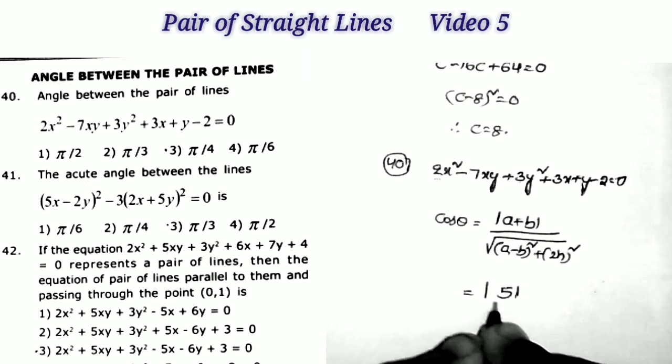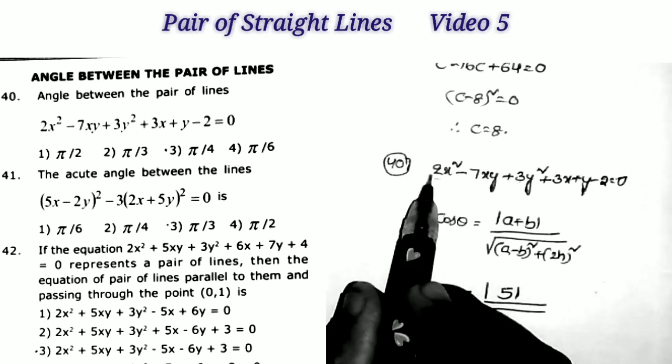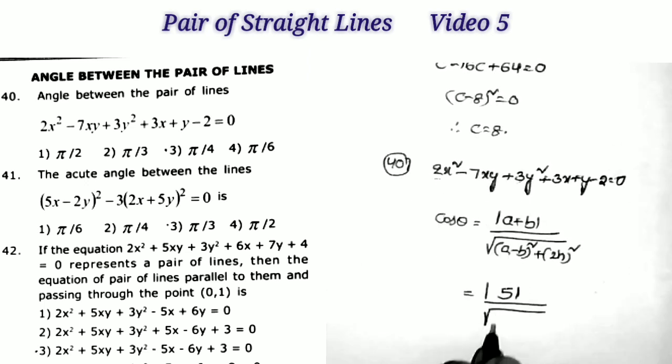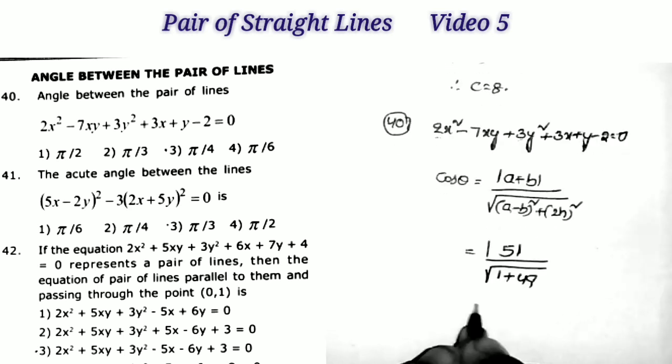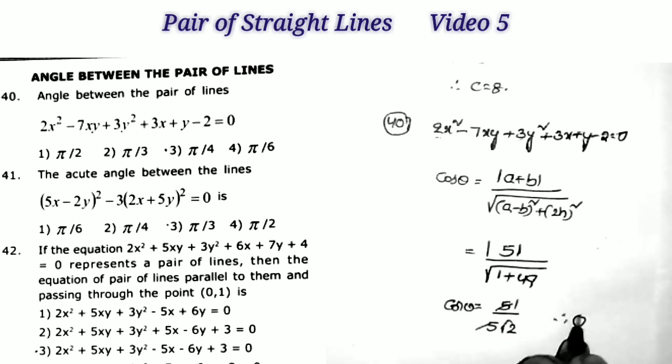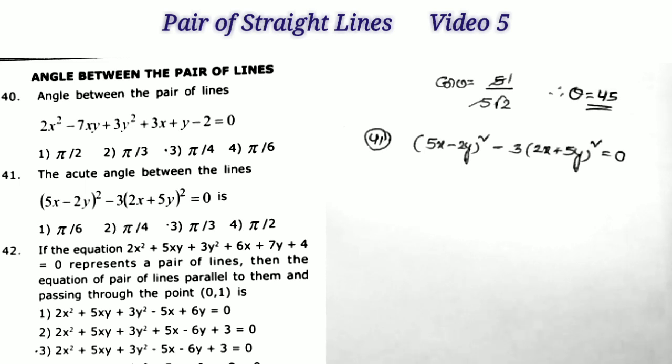a plus b, 5 by square root of a minus b, 2 minus 3 minus 1 whole square, that is 1 plus 2h is equal to minus 7 whole square, 49. That is equal to 5 by root 50. Root 50 is equal to 5 root 2. Therefore cos theta is equal to 1 by root 2. Then theta is equal to 45 degrees and that is the third option. Next question, sum number 41.